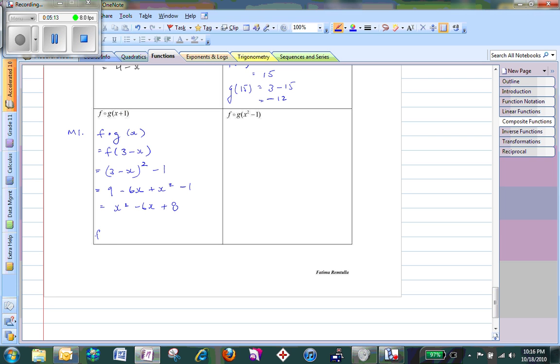So that's written like that, and that's just x plus 1 squared minus 6 times x plus 1 plus 8. I'm going to expand and collect like terms. That's x squared plus 2x plus 1 minus 6x minus 6 plus 8, which is x squared minus 4x plus 3. That's one way to do it. That's a fantastic way to do it.